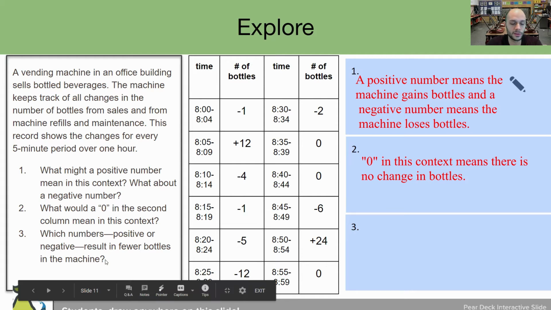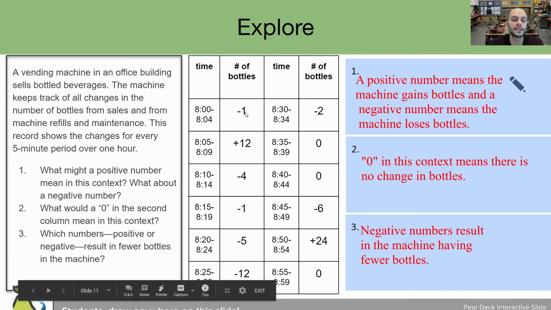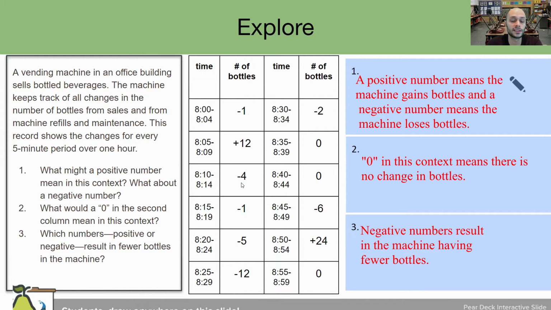Now, let's take a look at number 3. Number 3 says which numbers, positive or negative, result in fewer bottles in the machine. Let's take a minute and think about everything that we spoke about. Please pause the video and try to see, can you figure out what is the answer to number 3? All right, welcome back. If you said that the number that results in fewer bottles in the machine is negative, then you are correct. Remember we said earlier that a negative amount means that you have less of something. So if you have -1 bottles, that means somebody must have bought a bottle, or specifically in this case, somebody bought 4 bottles. So with that said, minuses mean we're losing bottles and pluses mean we're gaining more.